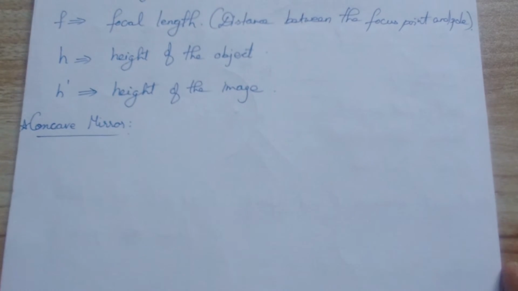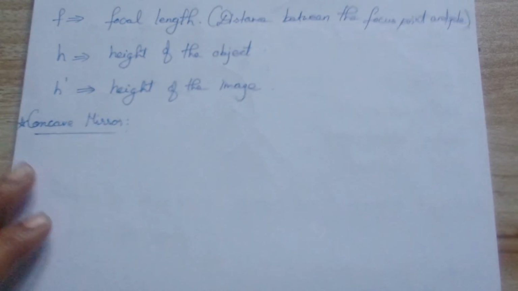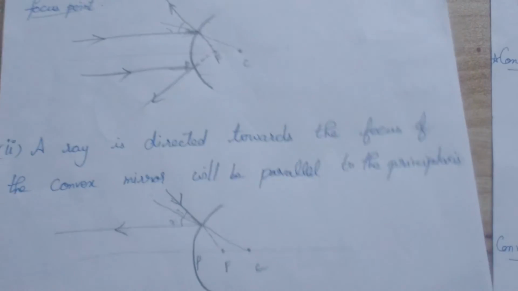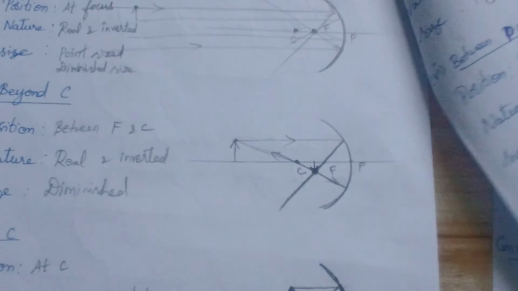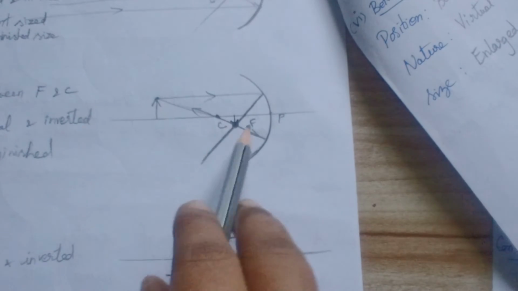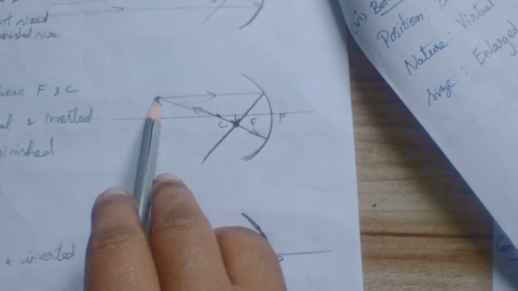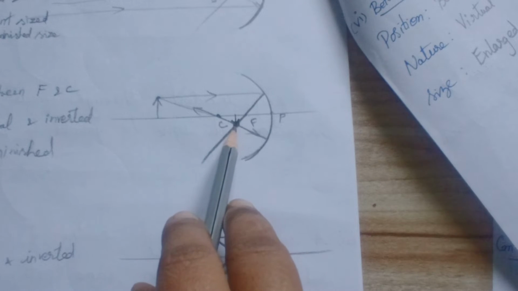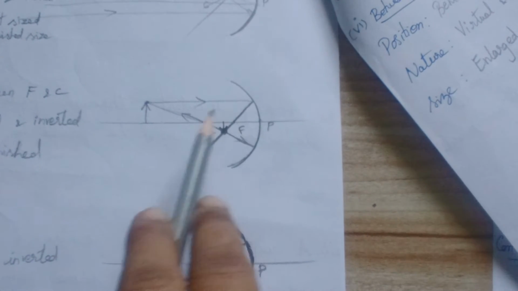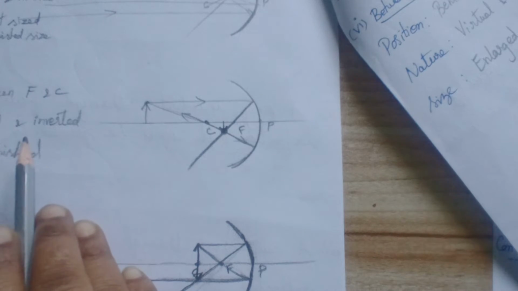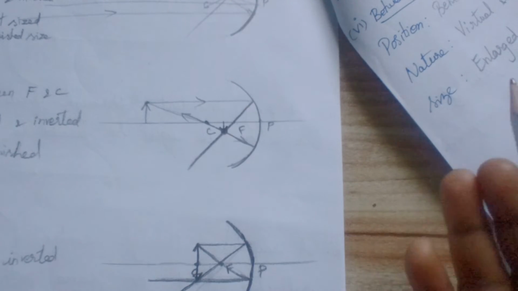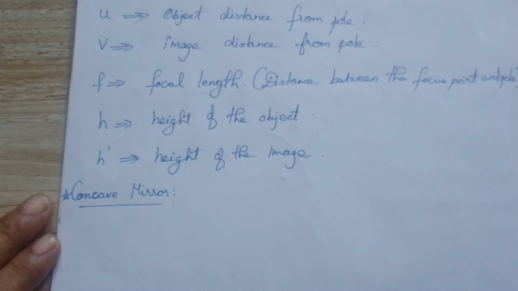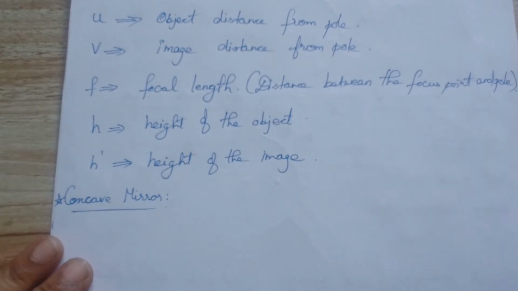Then we'll move on to the sign conventions for spherical mirrors. Because if you are looking at these images, the object is above the principal axis, and you are getting the image below the principal axis. Either it may be on the left side of the mirror or the right side of the mirror. So you need to apply the signs also. Okay, sign convention is very important in spherical mirrors. So before that we'll learn these terms.